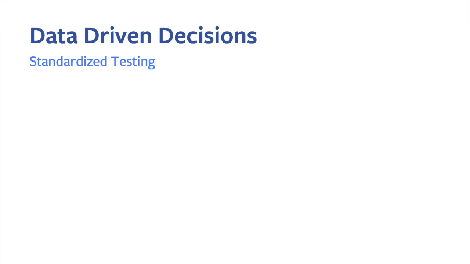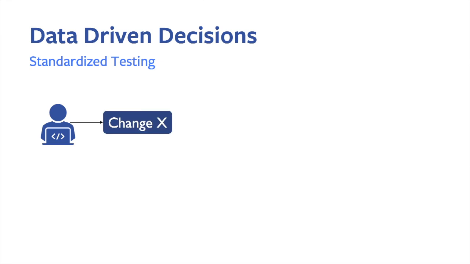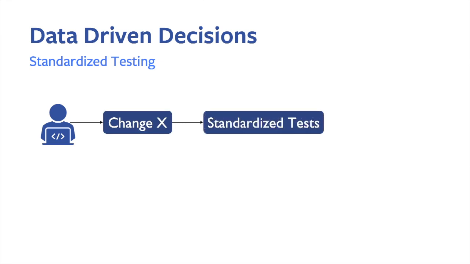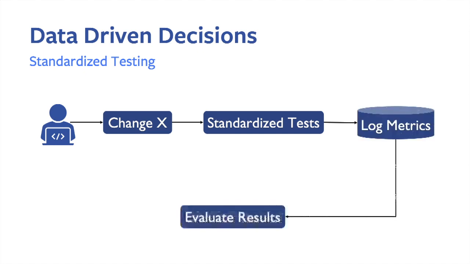Now, standardized testing here is an approach that everybody takes. So you have a user, you have an engineer on the team building a feature. They use standardized tests. It could be TPC-DS, TPC-H, or something else that you've come up with. And you log these metrics, you evaluate that, and you use that as a feedback loop to figure out whether the changes are expected or not.